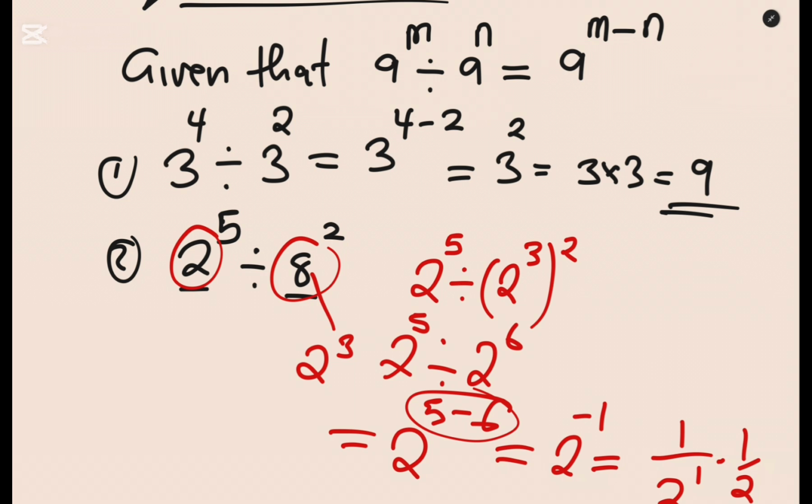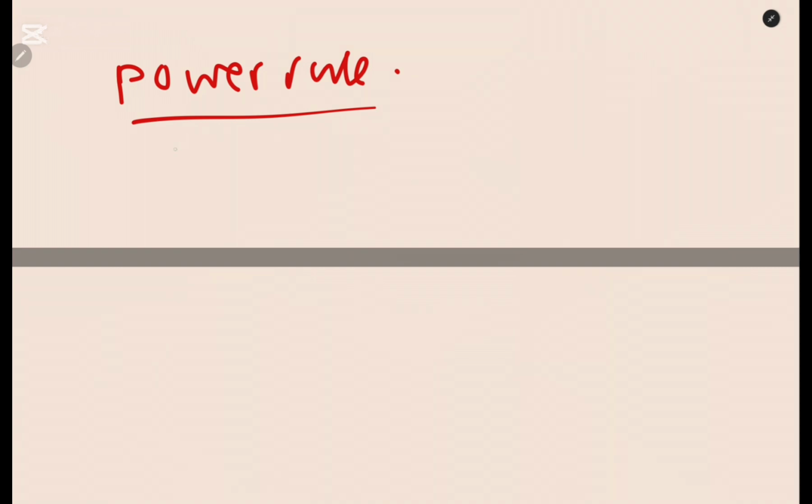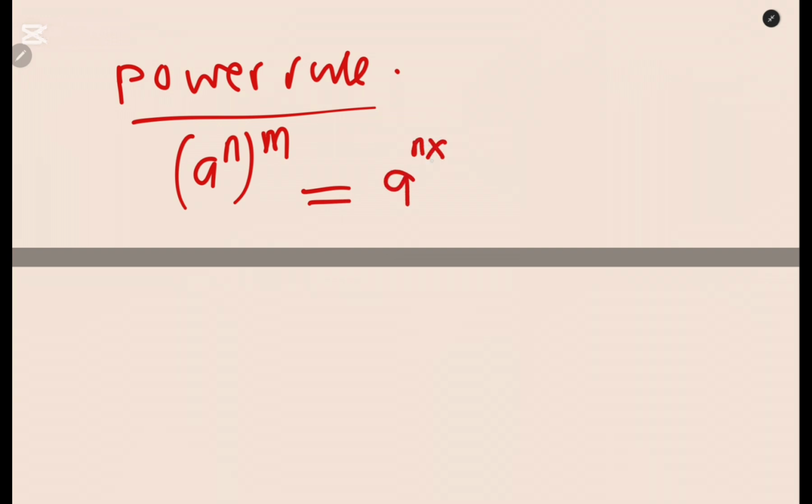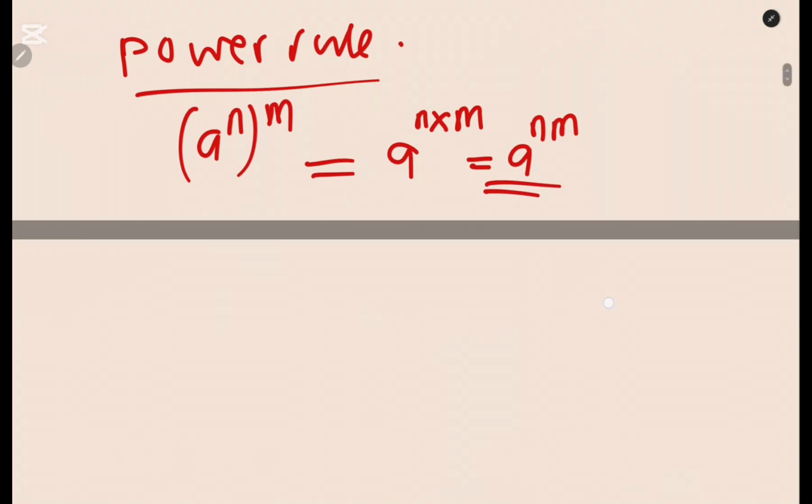Okay, let us have a look at another one. This time around, we are looking at what we call the power rule. What about this power rule? Generally, if you are given a to the power n, and of course outside to the power m, applying the power rule gives us a, the power multiplies, so n multiplied by m. So if a power is raised to a power, the powers multiply. Therefore this one is going to be a^(nm). Very important to know this.